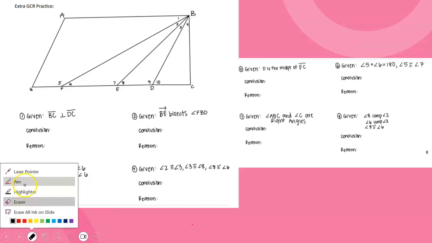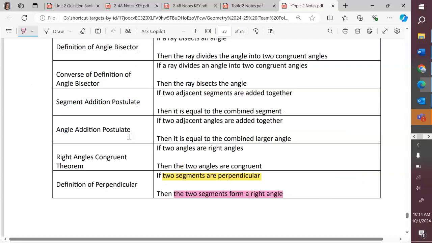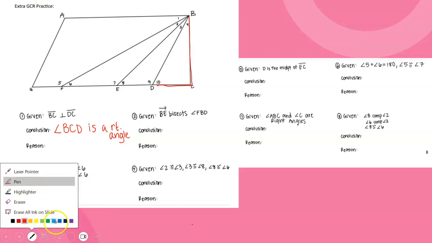So on this I'm going to use my conclusion, because I have that those are perpendicular, is going to be angle BCD is a right angle. And then my reason comes from this definition of perpendicular. I want to use these exact words, definition of perpendicular. You can shorten it if you want to, but it comes from those words. So the reason for this conclusion is definition of perpendicular.